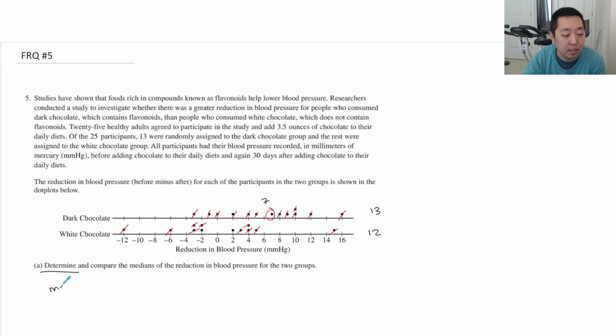So the median for dark chocolate is 7 mmHg, compared to 0 mmHg for the white chocolate group.